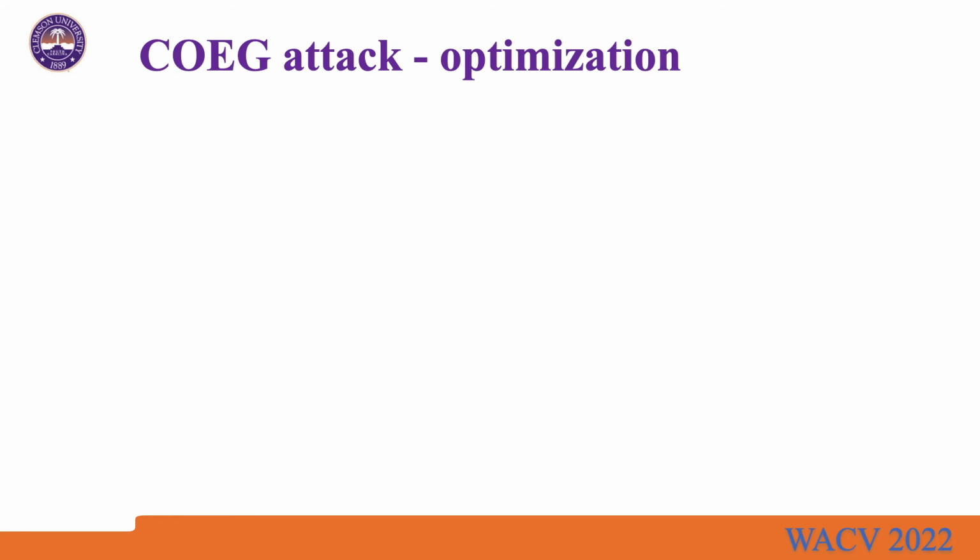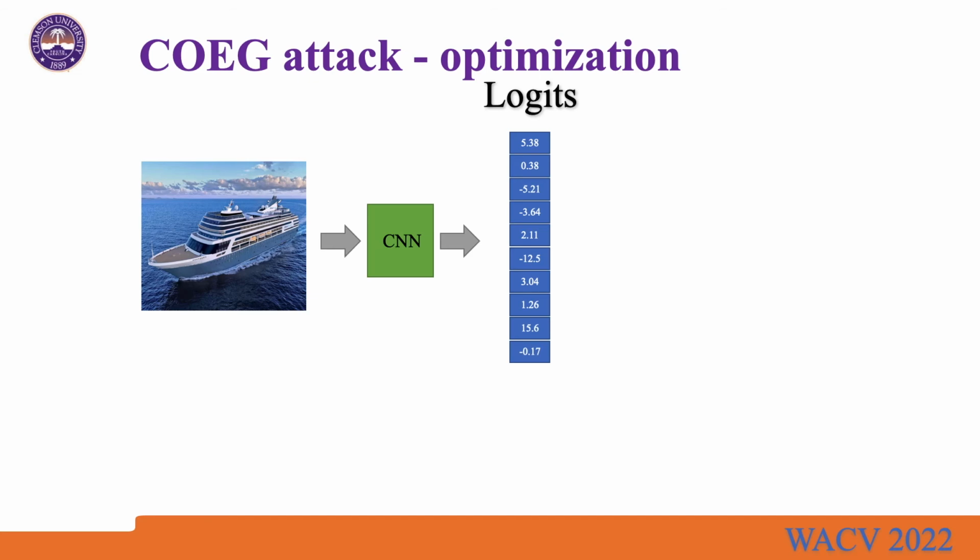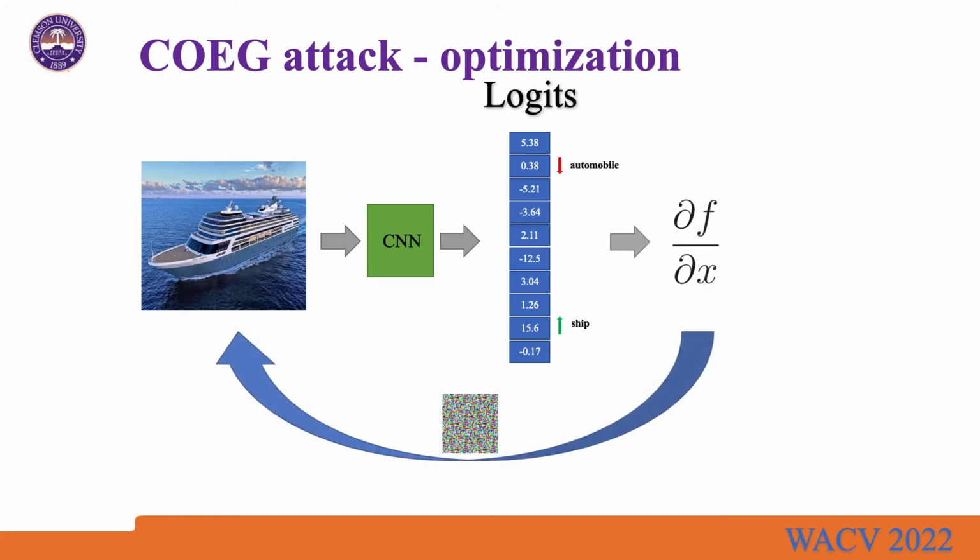First, the classification is determined by the largest probability. Second, only the supplanter class is the target. Therefore, we only focus on the supplanter class and the ground truth class. Here, the automobile is the supplanter class. We want to decrease the logit value of the automobile class and increase the value of the ship class, and then backpropagate the gradients to update the image for several rounds.